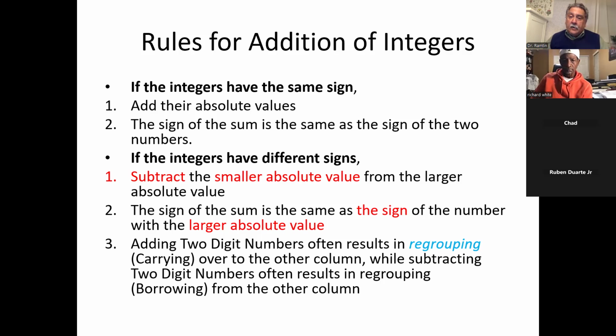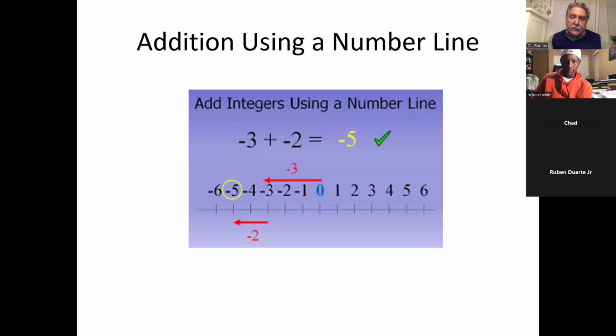And we can also add a two-digit number, which results in regrouping. We can do borrowing. Let me show you an example. For example, if you have here -3 plus -2, 3 plus 2 is 5. These are both negative, so you get -5. So it means if I'm here at -3, I go 2 units again toward the left, I come to -5.